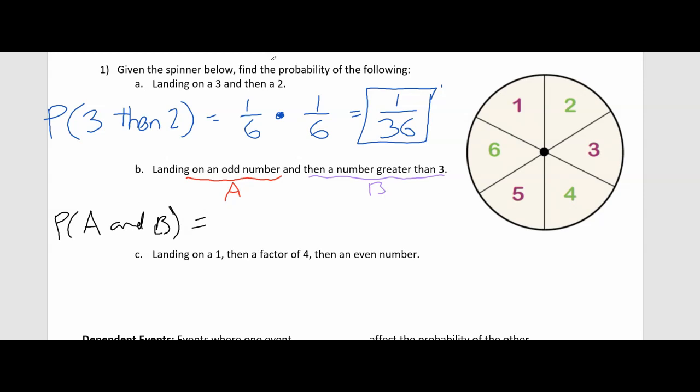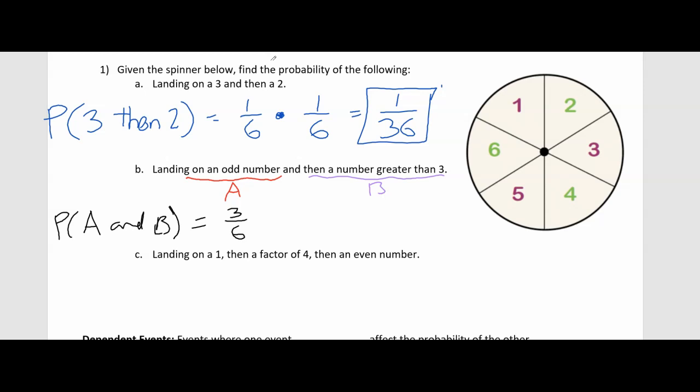Well, the probability of landing on an odd number, there are 3 odd numbers here, 1, 3, and 5. So that's going to be, you can either write it as 3 out of 6, or you can write it as 1 out of 2. If you write it as 1 over 2 or 1 out of 2, it's going to save you some simplifying at the end.